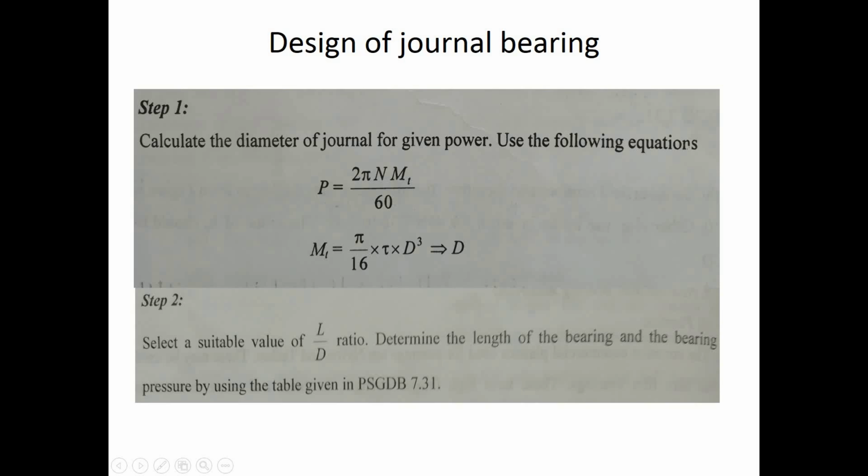So this is the design procedure of journal bearing. First step, we have to calculate the diameter of the journal with the help of the given power. Power will be given in the problem. The formula is Mt, the torque or twisting moment, equal to pi by 16 into tau into d cube. From this you calculate the diameter of the journal. Second step is to select the suitable L by D ratio, the length to diameter ratio.